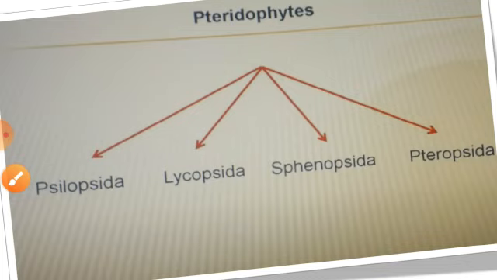Pteridophytes belong to 4 classes. They are Psilopsida, Lycopsida, Sphenopsida and Pteropsida.